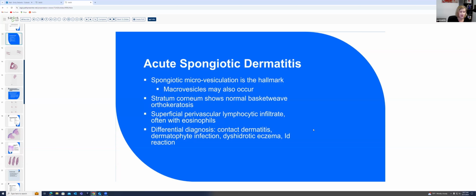The differential diagnosis of acute spongiotic dermatitis includes contact dermatitis, dermatophyte infection, dyshidrotic eczema, an id reaction, or possibly an arthropod bite reaction.